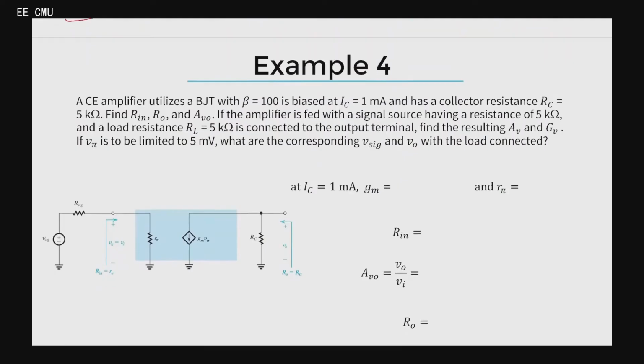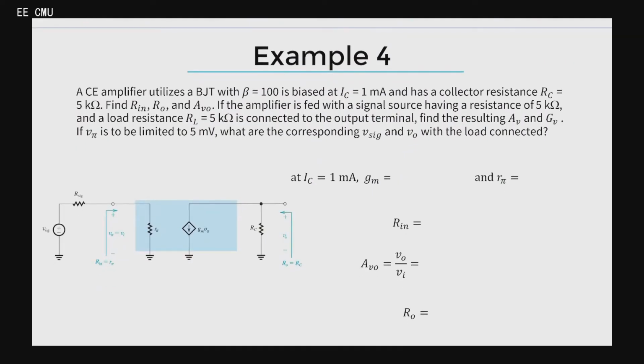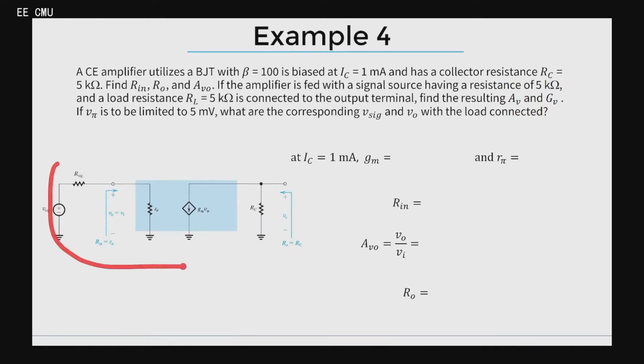Alright, let's look at this example. It asks us to find various properties, stating that for this signal source, the small signal has an R signal value of 5 kilo ohms and the load resistance is also 5 kilo ohms. We need to find the gain and the overall gain. The gain of the amplifier and the overall gain of the circuit. Let's try solving the problem. The circuit looks like this. What should we do first?